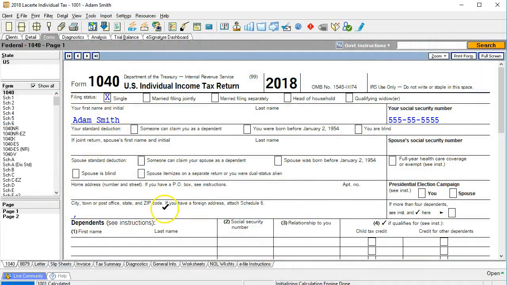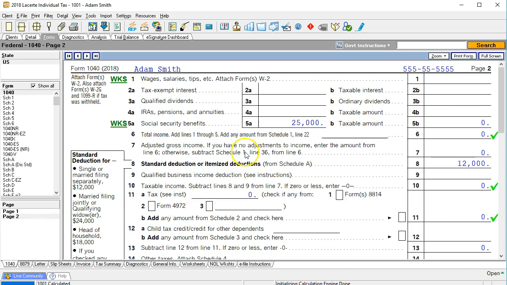Here we are on the 1040. We have our single individual, no dependents. If we go to page 2, our first scenario is that we have the 25,000 Social Security benefits, and that's all we have. We've got 25,000 Social Security benefits, no other income.